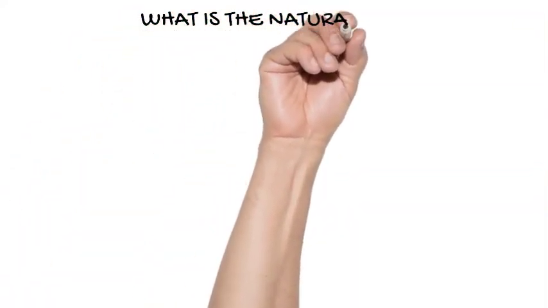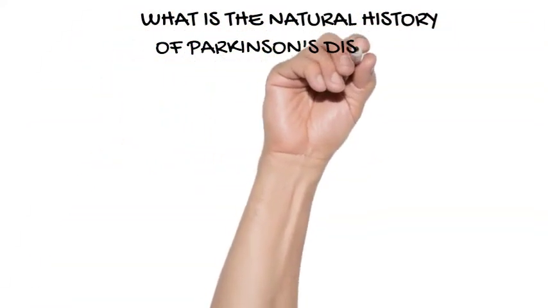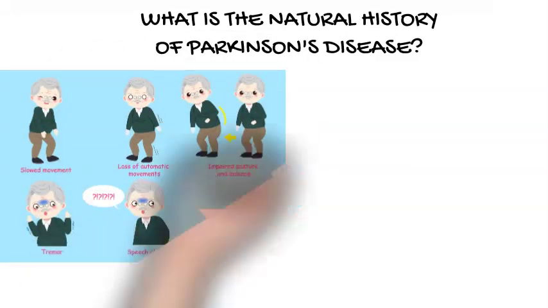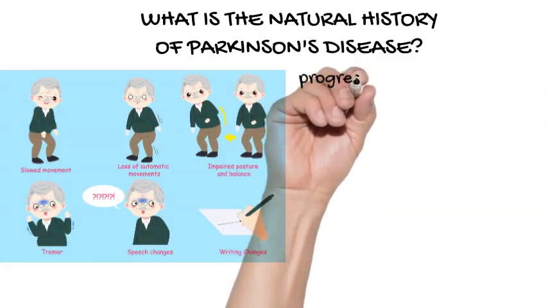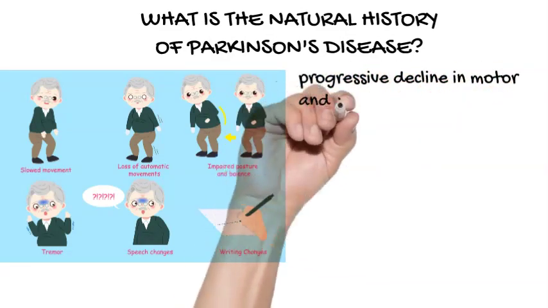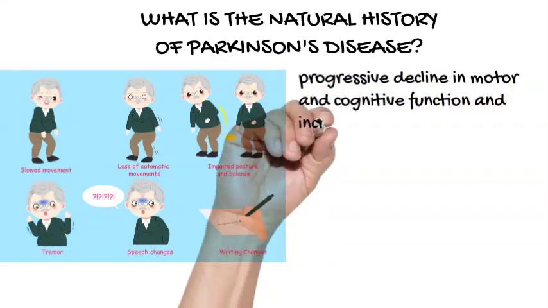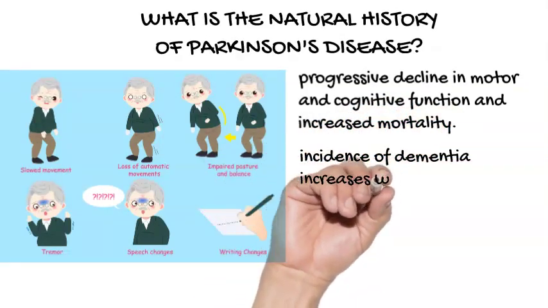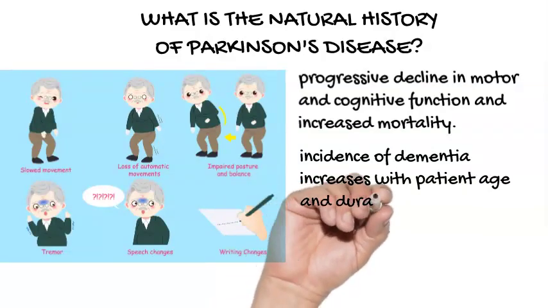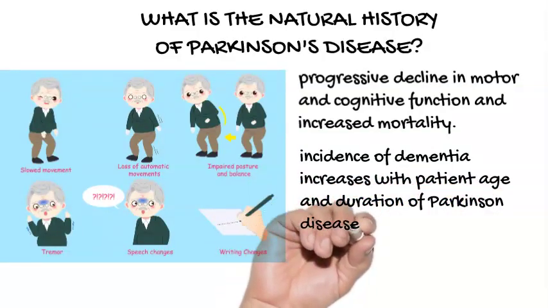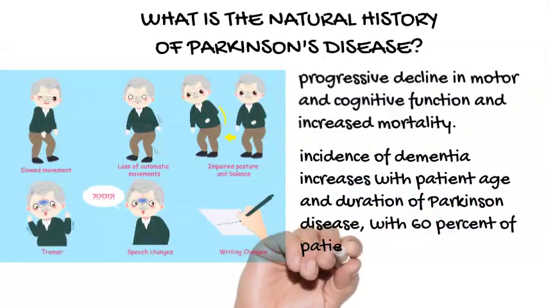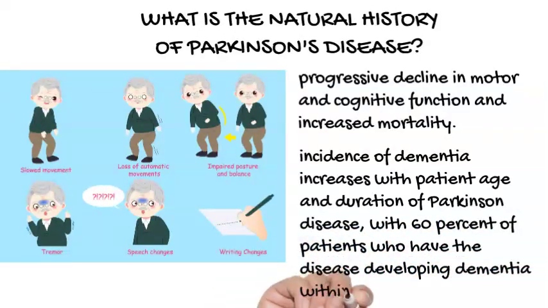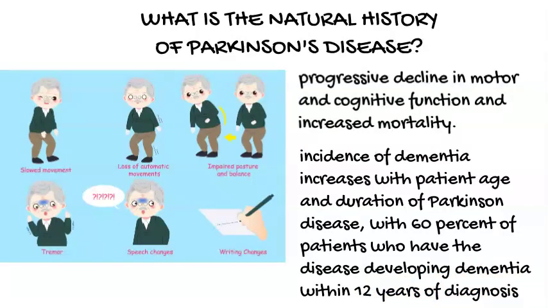What is the natural history of Parkinson's disease? Patients with Parkinson's disease experience progressive decline in motor and cognitive function and increased mortality. Risk factors for more rapid decline in motor function include older age at diagnosis, and prominent bradykinesia and rigidity at diagnosis. The incidence of dementia increases with patient age and duration of Parkinson's disease, with 60% of patients who have the disease developing dementia within 12 years of diagnosis.